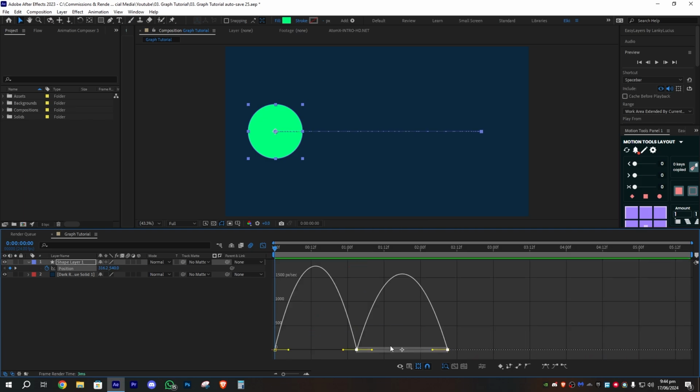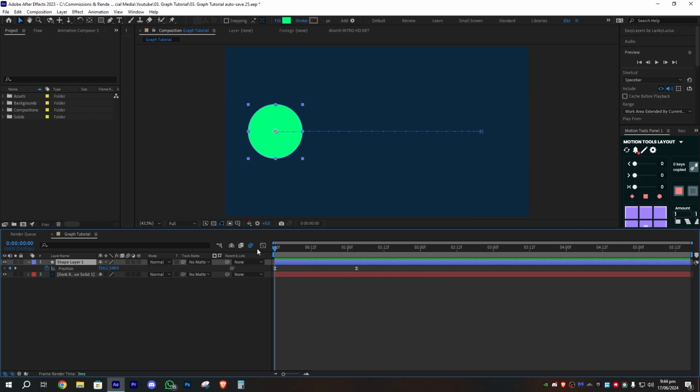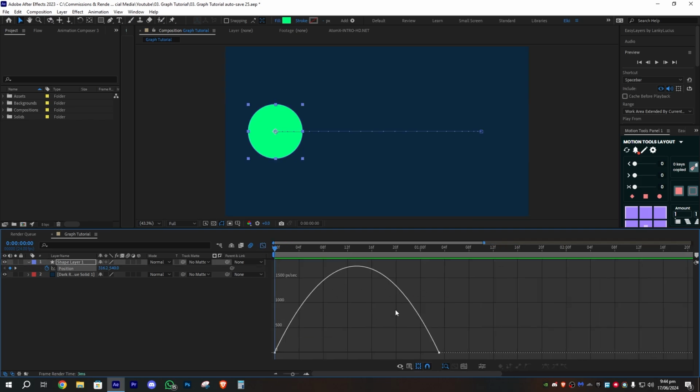So for now, we are going to work with only 2 keyframes, and I'm going to teach you the basic fundamental animations and how the speed graph works and what it means. So the first dot is the starting point of the animation. The second dot is the ending point of the animation. Basically, that's the first keyframe and that's the second keyframe.